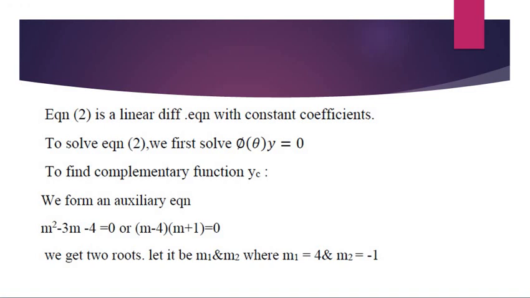To solve this equation 2, we must first solve phi of theta into y is equal to 0. That is, we need to find a complementary function yc. For that, we need to form an auxiliary equation m squared minus 3m minus 4 equal to 0. Solving this, we have m minus 4 into m plus 1 is equal to 0. We get two roots, let them be m1 and m2, where m1 is equal to plus 4 and m2 is equal to minus 1.